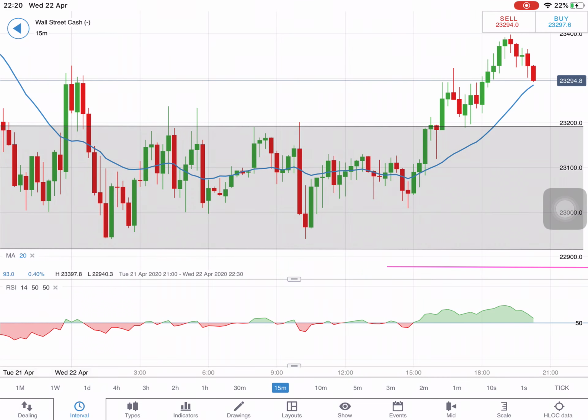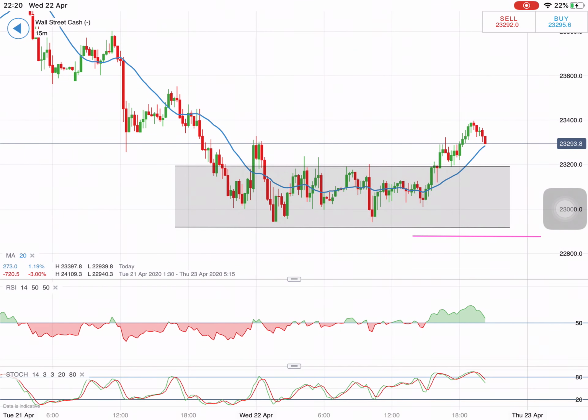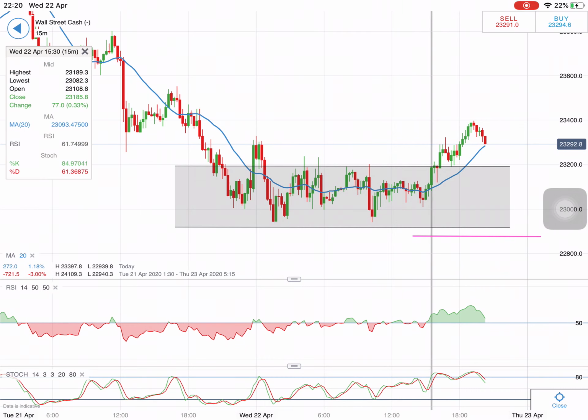If we look at the 15 minute, we can see that price broke out of this channel right over here, and it's just come out of that channel, and it looks like this is going to be a continuation to the upside. We can also see that price went from that red zone to the green zone.